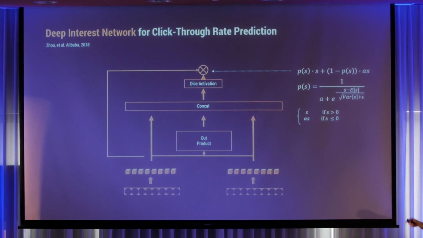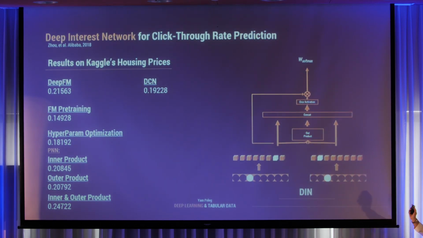This is not dice loss. This is dynamic interaction, I forgot. Anyway, the idea here is that you create some sort of gate, and then you can use this unit in parallel many times, and this is how you get good interaction capturing of the network. All right, so the score of this is the following.